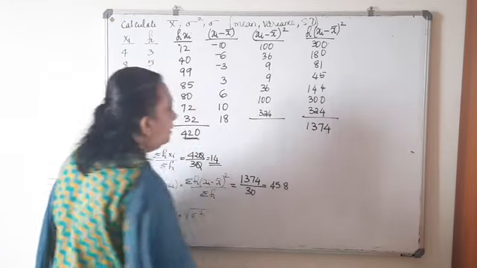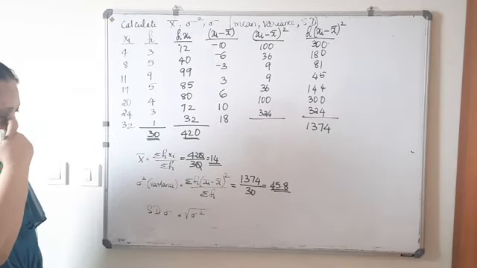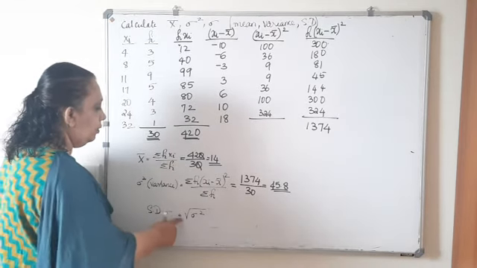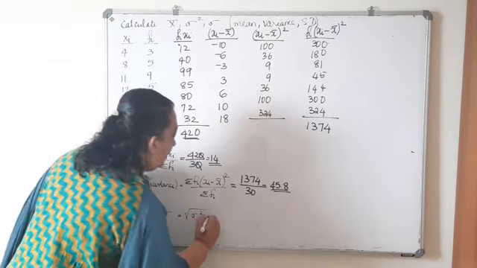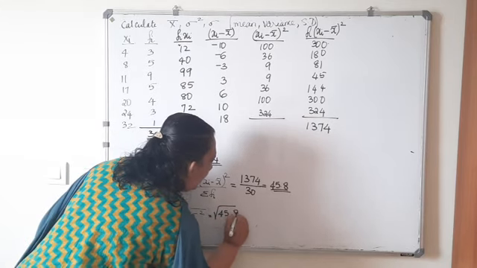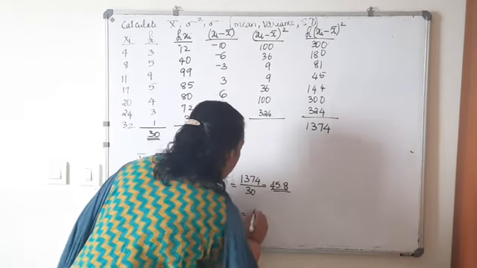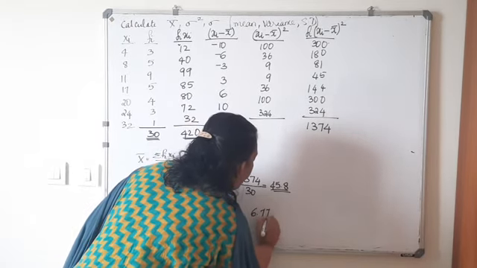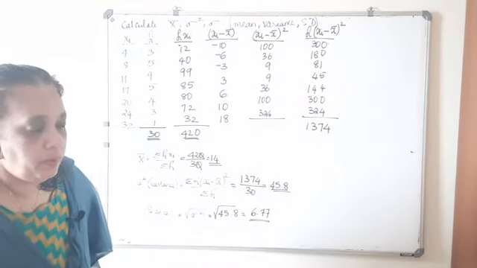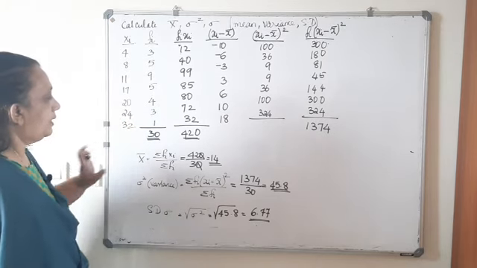Use your calculator. 45.8. Now you have to get the standard deviation. Standard deviation is equal to the root of the variance, which is the root of 45.8, and that is approximately equal to 6.77. That is the answer.